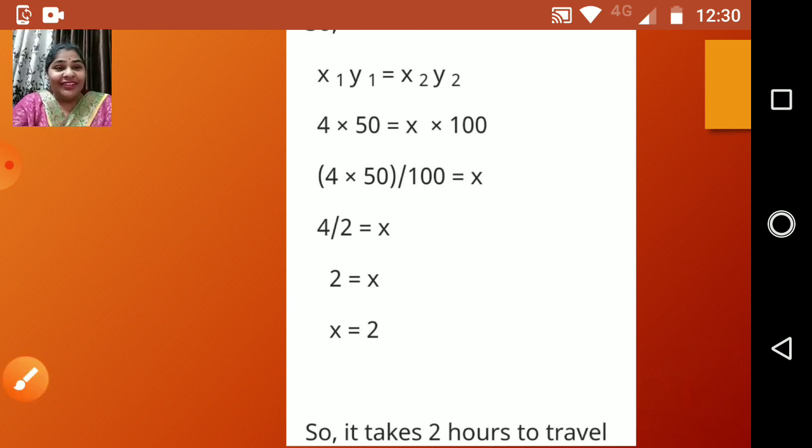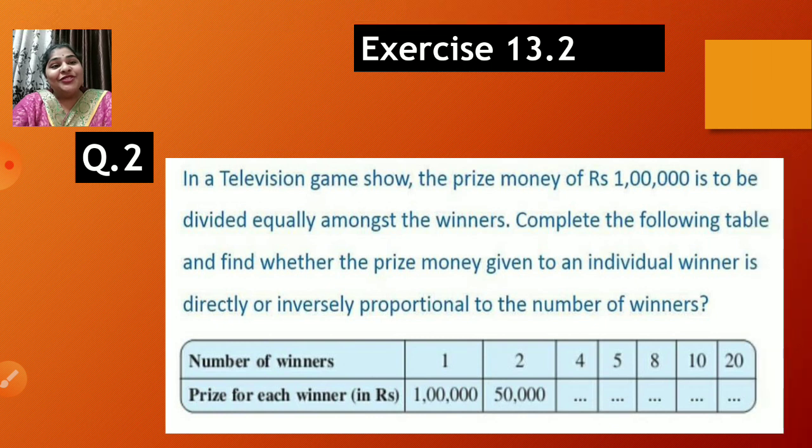So here now we just substitute the values. 4 multiplied by 50 is equal to x into 100. 100 we will transpose to this side. It will go in the denominator. That is 4 into 50 whole divided by 100. When you solve this, you will get x is equal to 2. So when the speed is increased to 100 kilometers per hour, it will take only 2 hours to travel. I hope the example was clear, children.